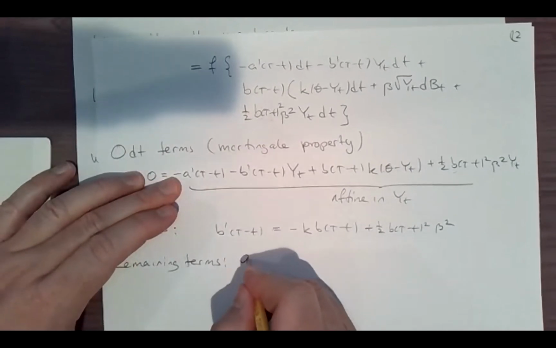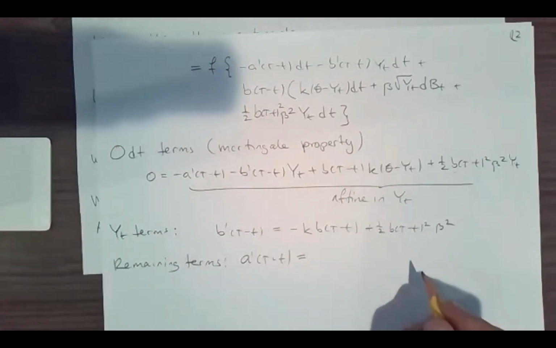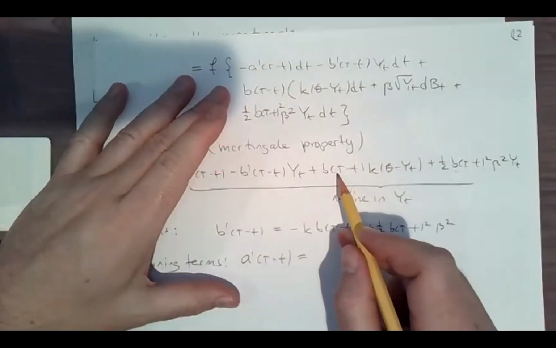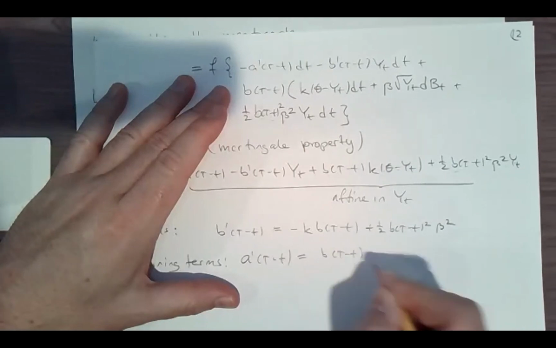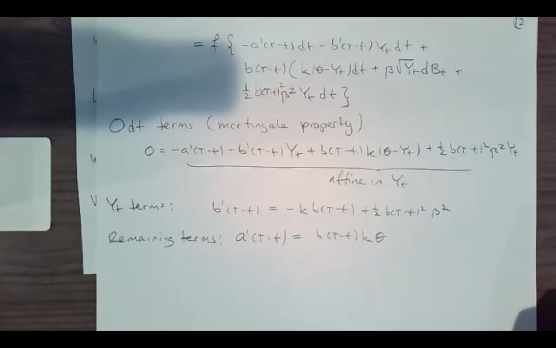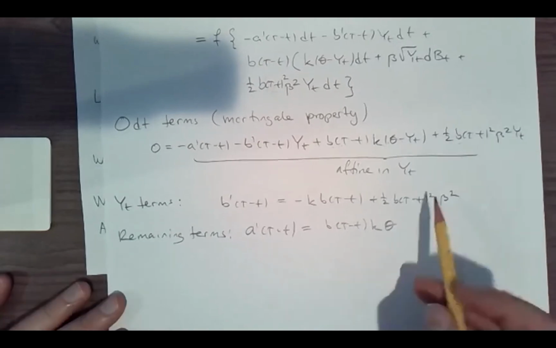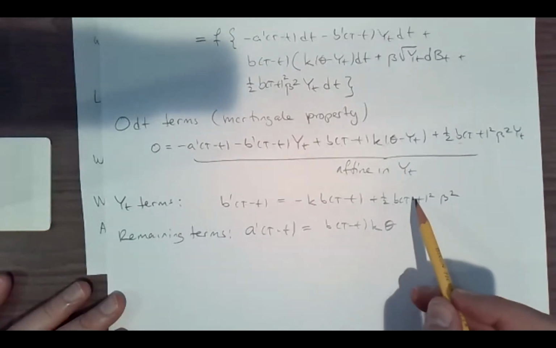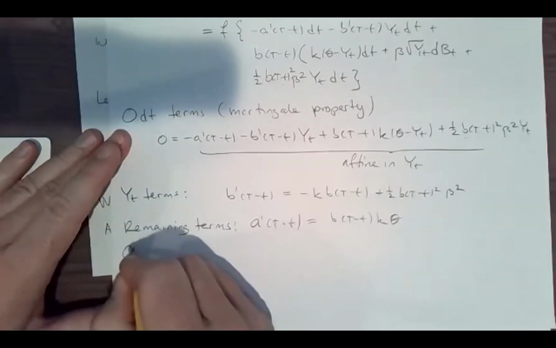And then the remaining terms, I have my a prime. What would that be? That would be my bt minus t kappa theta. So these are also a little bit different compared to what we were before. That term basically went from what it was down here to up there. And all in all, we get the ODEs.